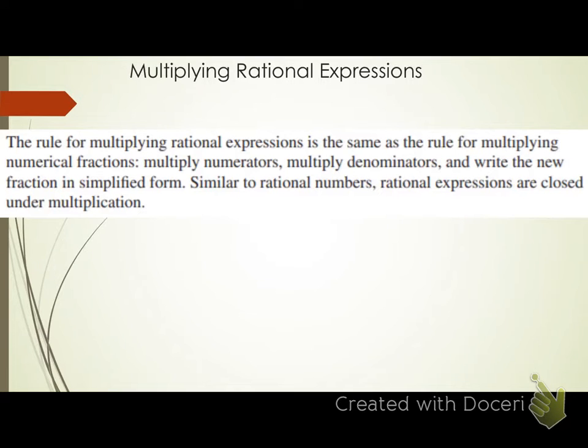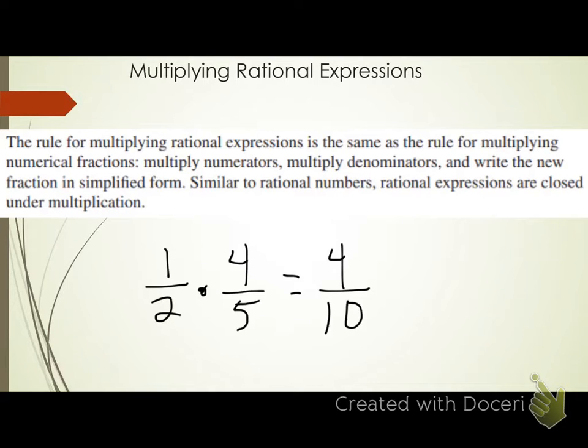Now let's talk about multiplying. Let's say I have these two fractions and I'm multiplying them. Let's talk about regular numerical fractions. 1 over 2 times 4 over 5. How would I multiply those? Straight across. What's 1 times 4? 4. 2 times 5. And do I leave it like that, or do I always have to reduce my fractions? Always reduce. What does that reduce to? 2 over 5.